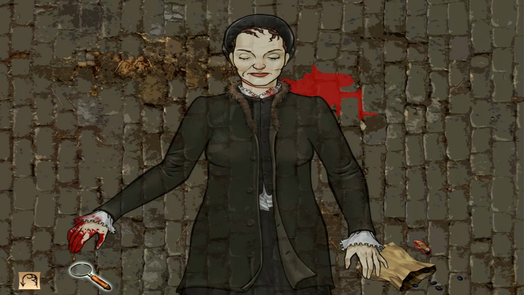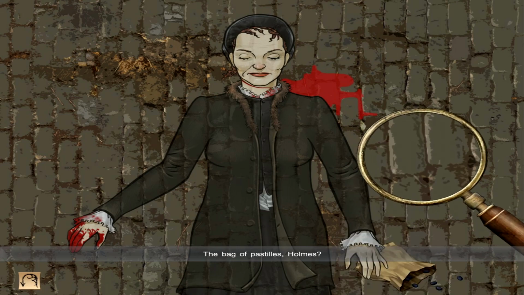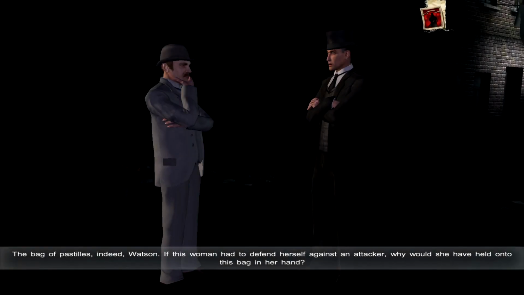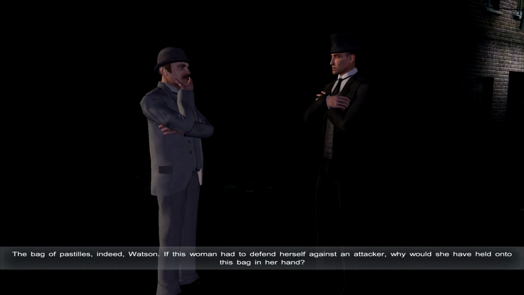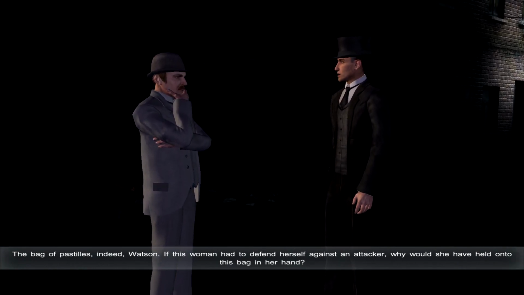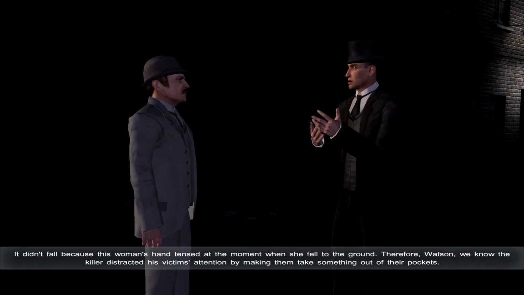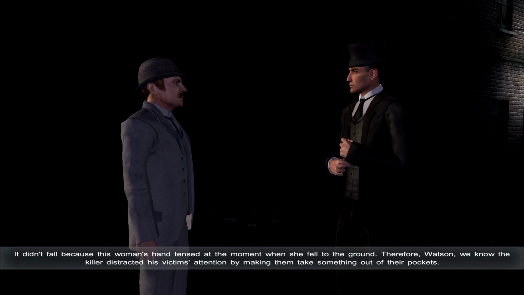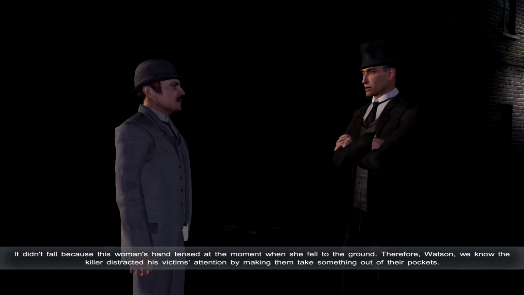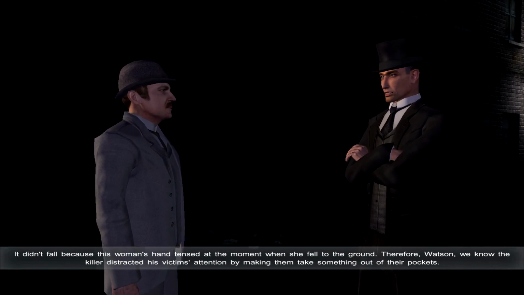Oh, I know what it is. It's the bag of pasties, isn't it? Or pastels. The bag of pastels, Holmes? The bag of pastels. Indeed, Watson. If this woman had to defend herself against an attacker, why would she have held onto this bag in her hand? It didn't fall because this woman's hand tensed at the moment when she fell to the ground. Therefore, Watson, we know the killer distracted his victim's attention by making them take something out of their pockets.